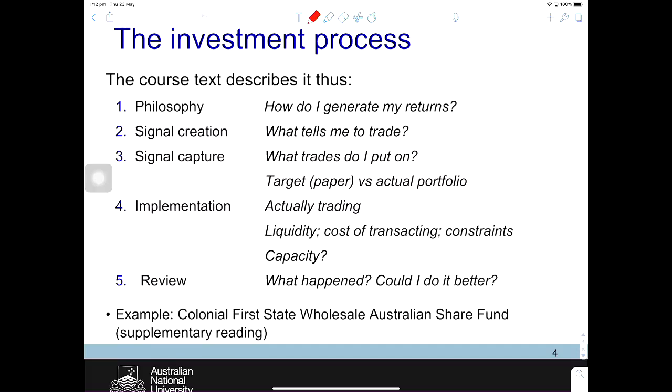Implementation. With the implementation, you have to consider buying or selling a particular stock. Will that transaction move the market price? That's probably not something you consider as an individual investor, but for institutional investors, especially within a very small equity market in Australia, the fund managers have to consider whether the buy or sell orders will move the market price.